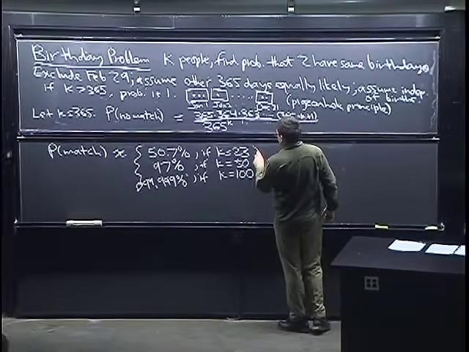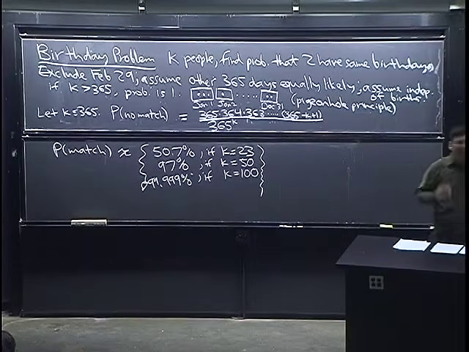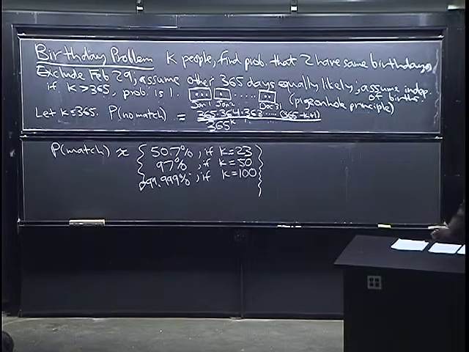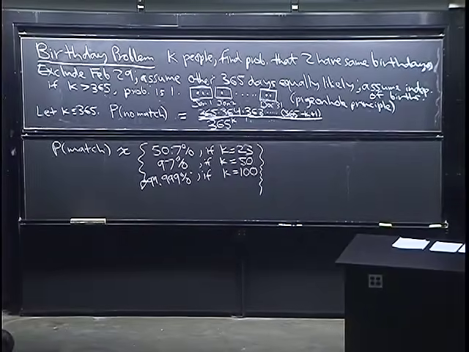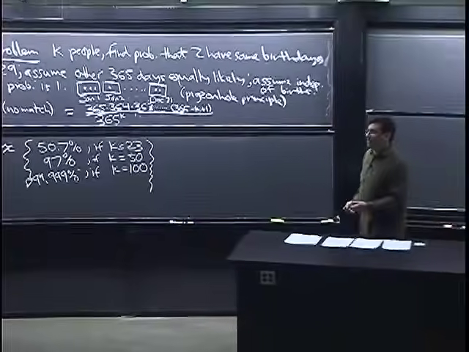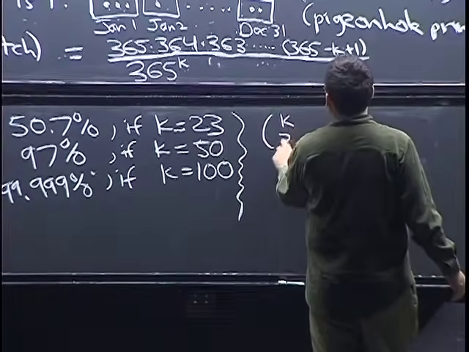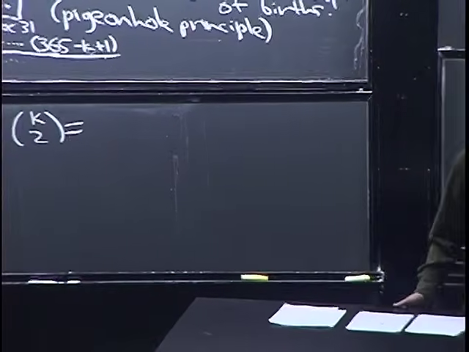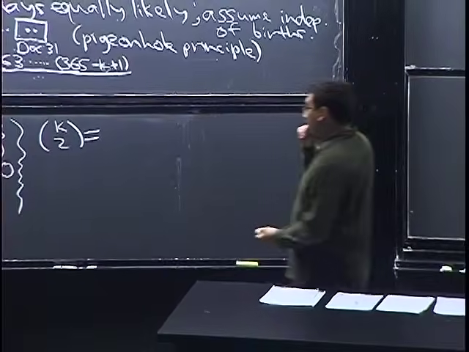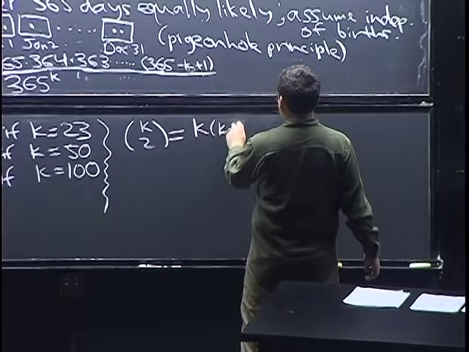The basic intuition is that looking at k is intuitive. It's just how many people. That's actually not the most relevant quantity here. The more relevant quantity is not k, but k choose 2. There are k people, but there are k choose 2 pairs of people. So that's the more relevant thing to be looking at. K choose 2 is k times k minus 1 over 2.